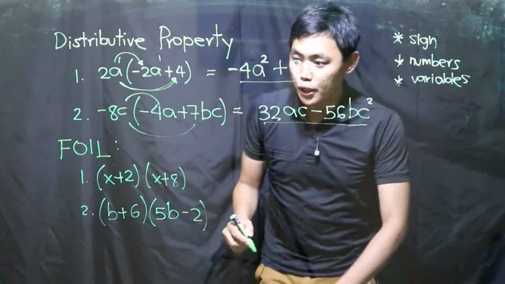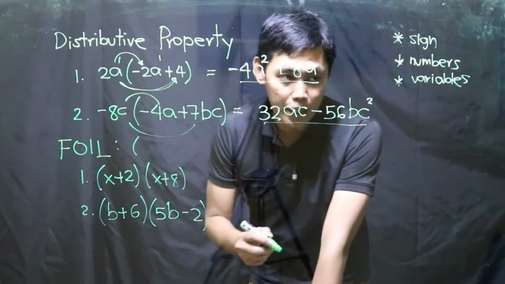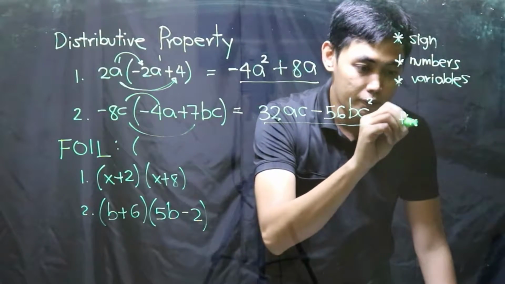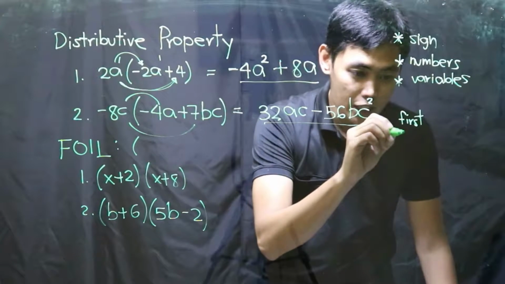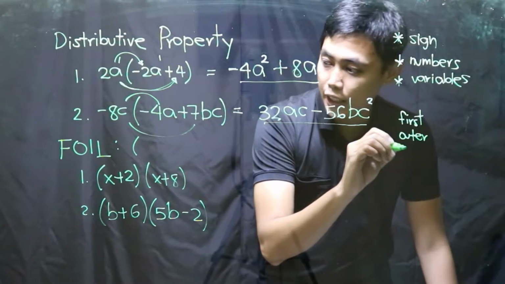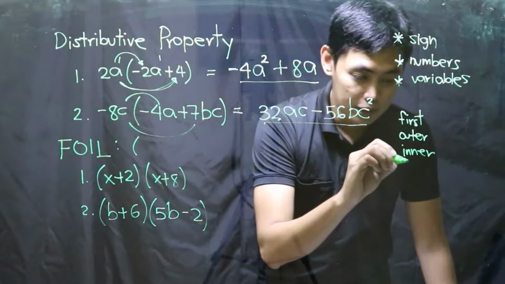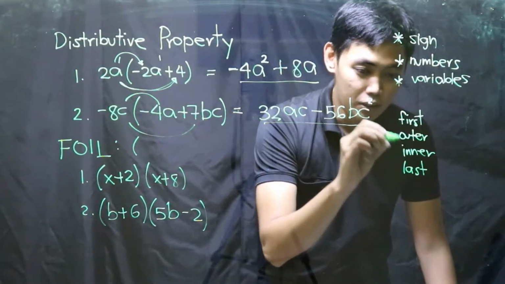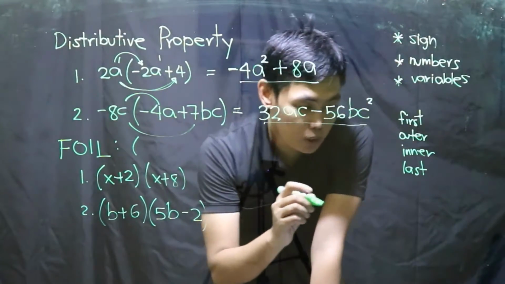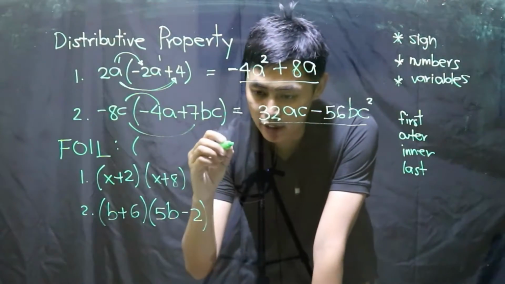We will now go to the FOIL method. FOIL simply means, let's write here, first, then next is outer, next is inner, and then last is last. So, FOIL, FOIL. This one means that, let me write that in here.